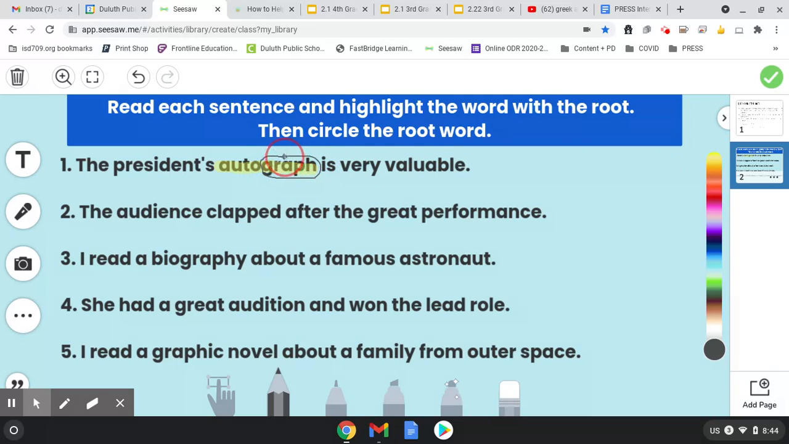Okay. What you're going to do now is you're going to go through and do number 2, number 3, number 4, and number 5, highlighting the English word that has the root in it, and then actually circling the root within that word. All right, you can go ahead and get started.